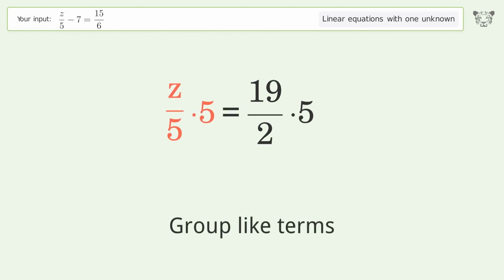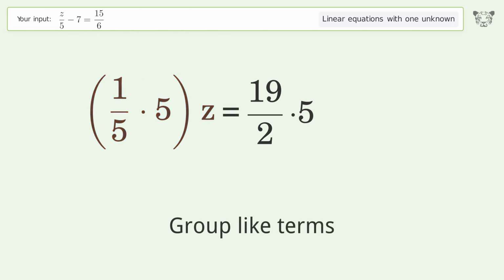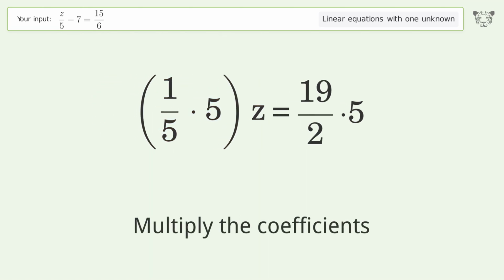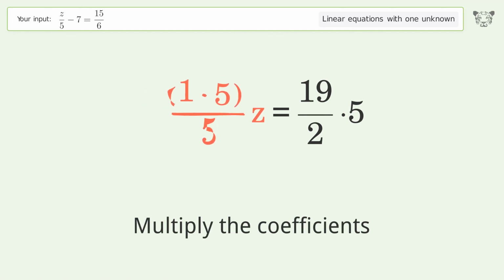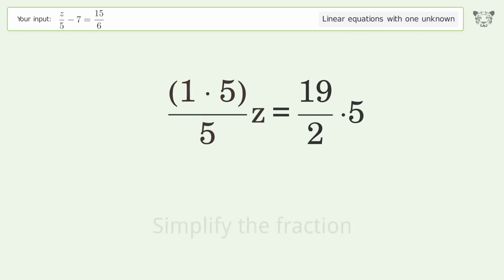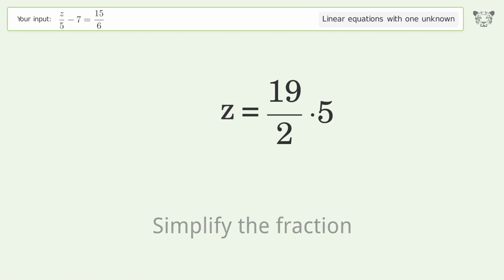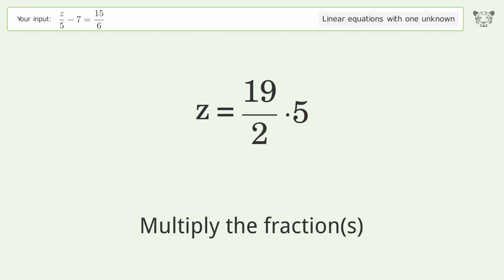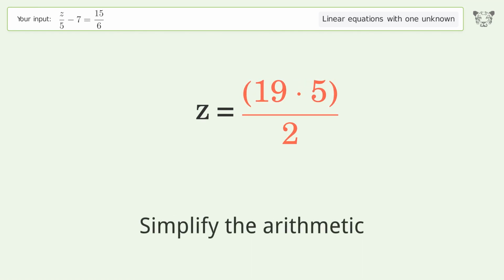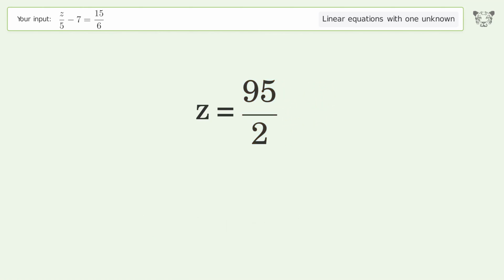Group like terms. Multiply the coefficients. Simplify the fraction. Multiply the fractions. Simplify the arithmetic. And so the final result is z equals 95/2.